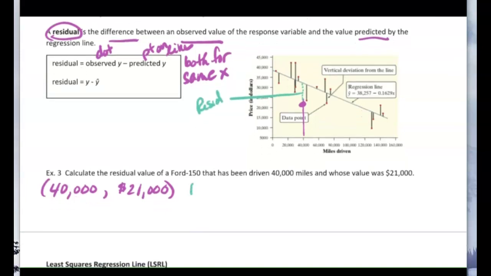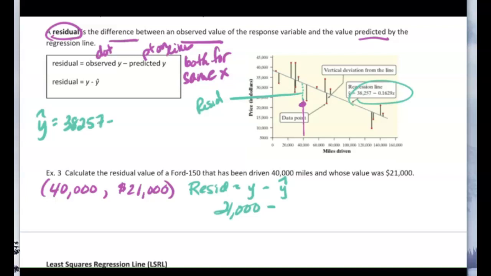This distance right here is what they're asking me to do. So we're going to write out and say that the residual equals y minus y hat, and the y value that we were given was 21,000. And then the other one I'm going to get by actually plugging it into the equation. So how do I plug it into the equation? I have a y hat, they already told me the regression line is right here. So y hat equals 38,257, same as before, minus 0.1629, and we're now doing 40,000. So plug that into my calculator. And I'm getting 31,741.